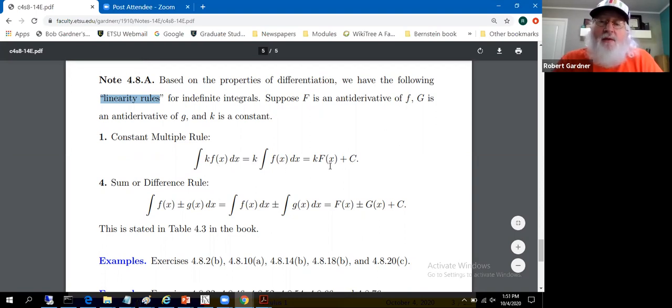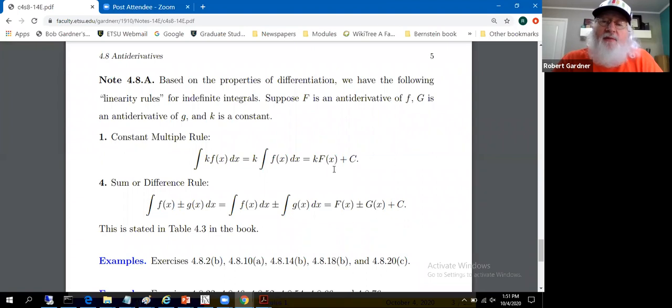If you want to write it in that set notation, or the abbreviation for that set notation, we'd write k times capital F of x plus c. So you can bring constants outside of indefinite integrals, is what this says. The indefinite integral of the sum or difference of lowercase f and lowercase g is ultimately the sum or difference of their antiderivatives plus an arbitrary constant.